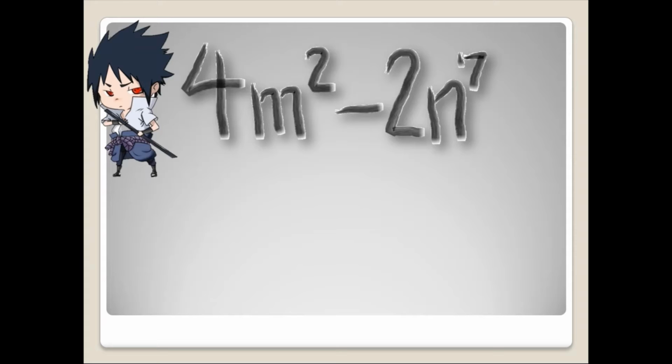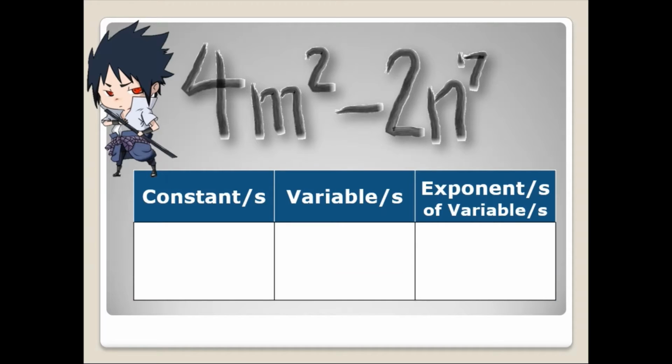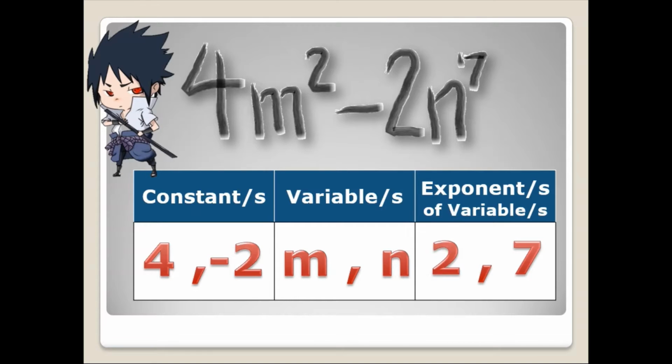Another one, 4m squared minus 2n raised to 7. What are the constants? The constants are 4 and negative 2. The minus sign beside 2 suggests that 2 is negative. What are the variables? The variables are m and n, and what are the exponents? The exponents are 2 and 7.